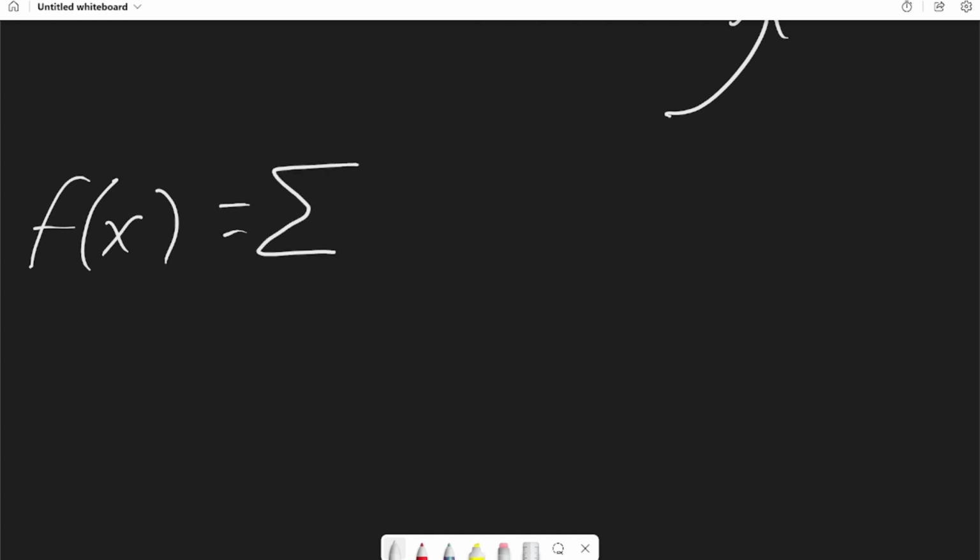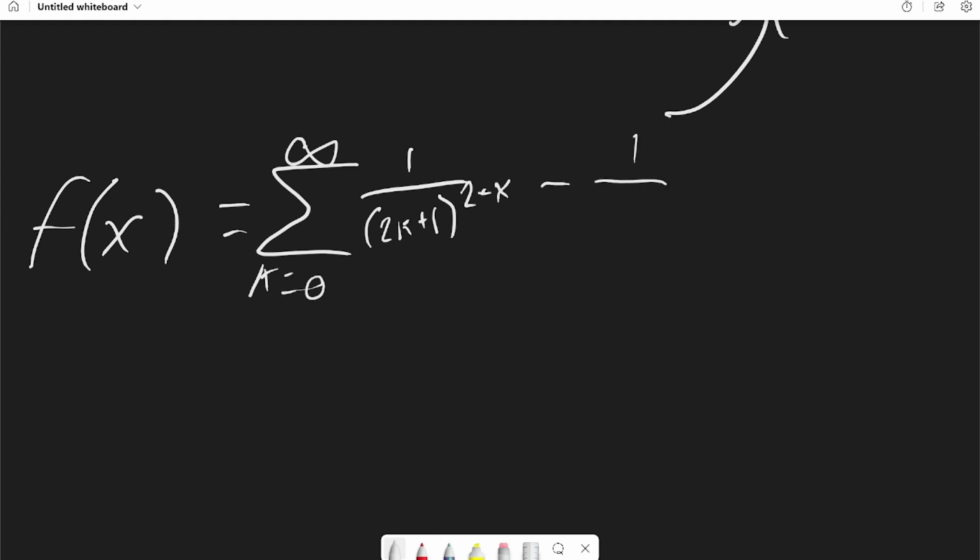the sum, k equals 0 to infinity. We're going to have 1 over (2k plus 1) to the 2 minus x, minus 1 over (2k plus 2) to the 2 minus x. Okay, so I did this transformation because f prime of 0 actually equals log of P.